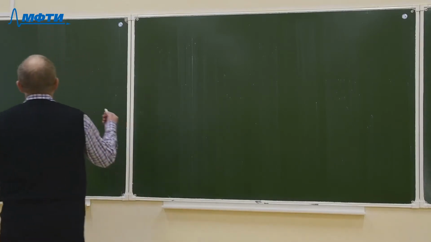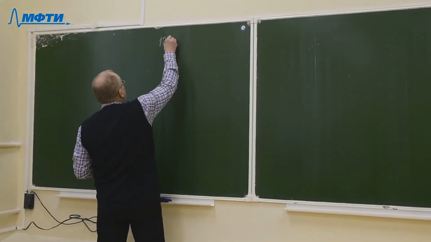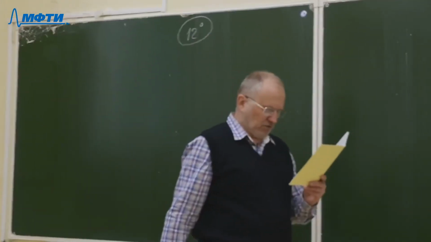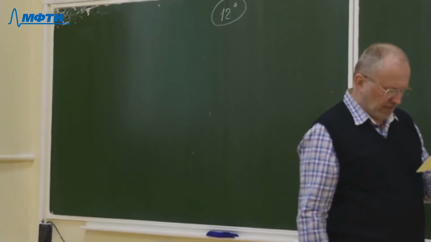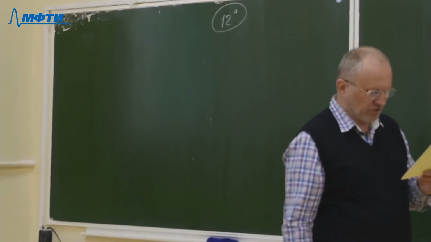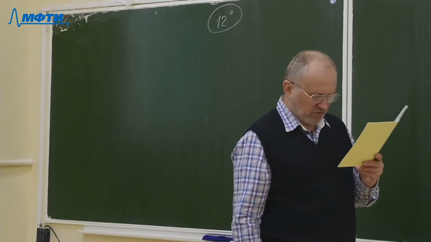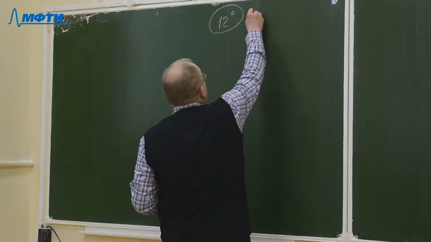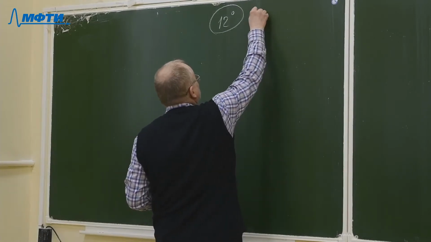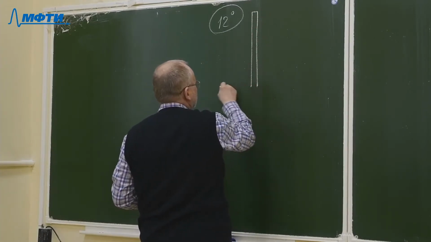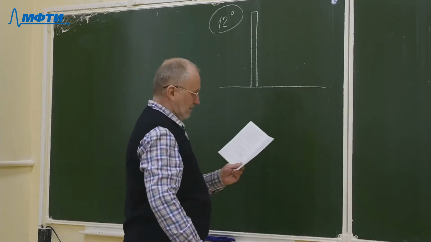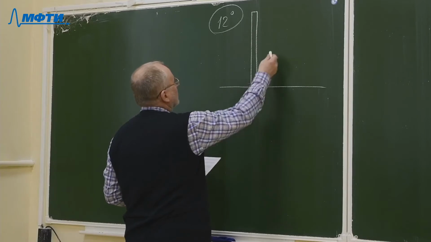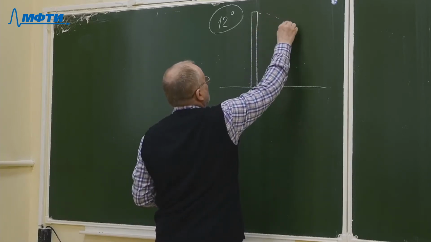And I would like to start with problem 12.0, which is very simple here. It says a tall and thin factory chimney cracked at the base and began to fall. So we have a tall factory chimney, and it somehow cracked here at this point and began to fall.